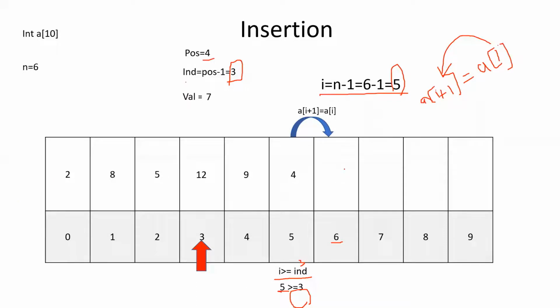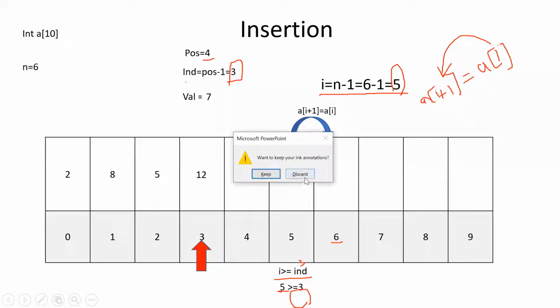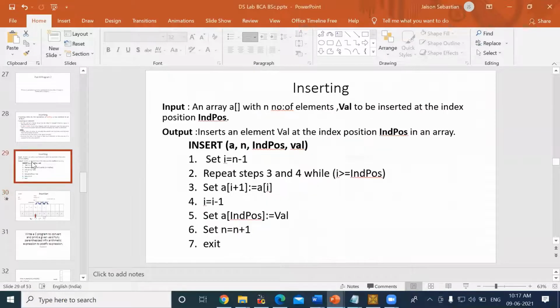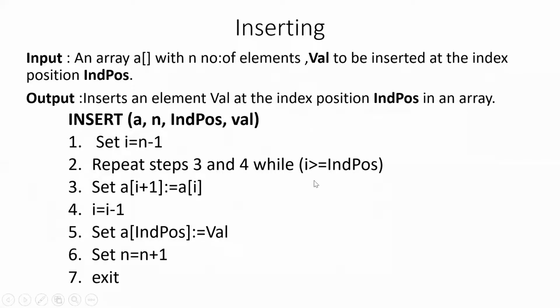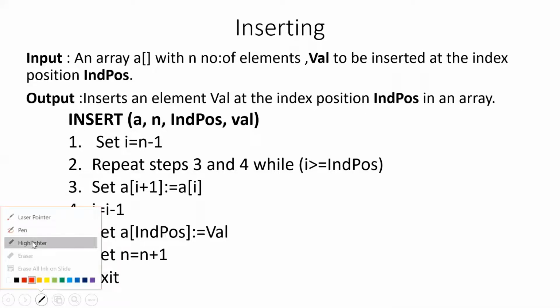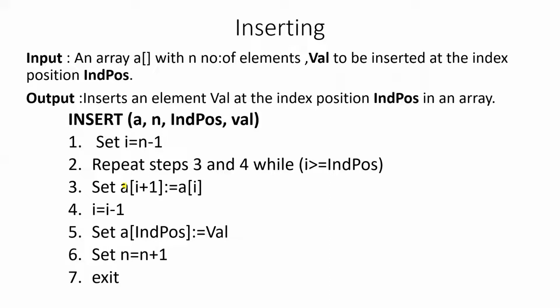In this algorithm, what I had given, if I is greater than or equal to the index position, what are the two steps which I have to execute? Set A of I plus 1 equal to A of I. Set means we are assigning the value, right? Whatever value we have at A of I is copied to the A of I plus 1 position, and I is decremented by 1.